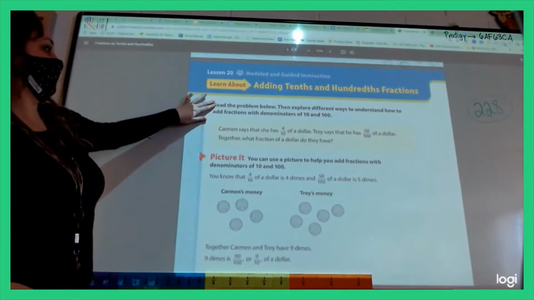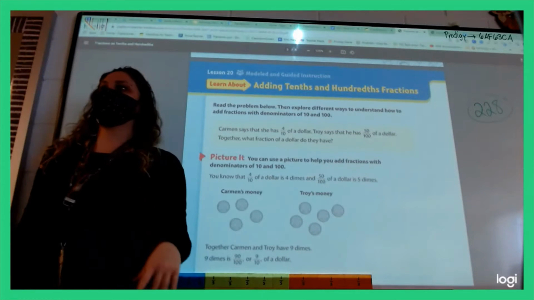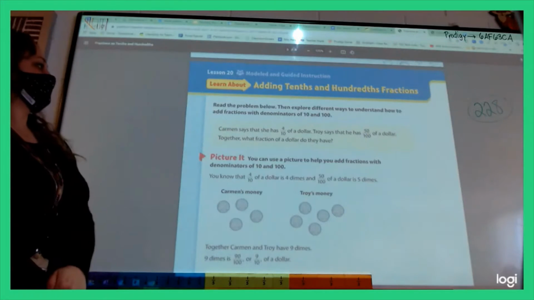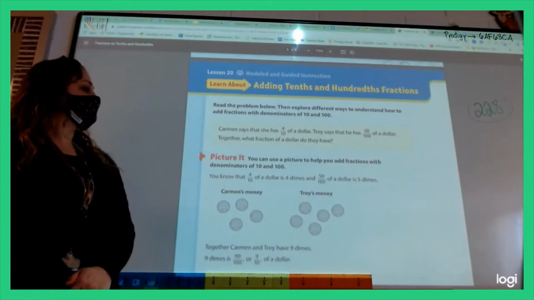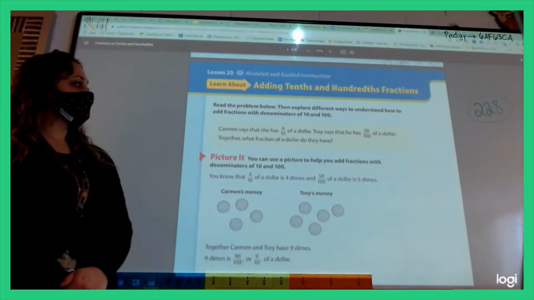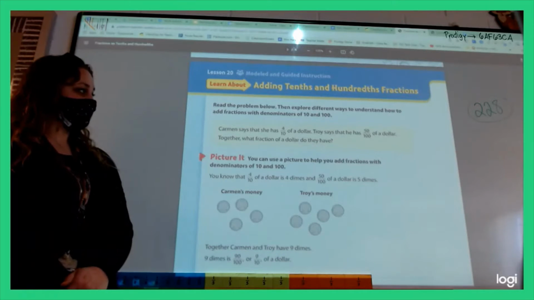I need a reader to read this problem below, and then we're going to look at different ways that we can think about how to answer it. Noah, go ahead and read about Carmen. Carmen says that she has 4/10 of a dollar. Troy says that he has 100ths of a dollar. Together, what fraction of a dollar do they have?